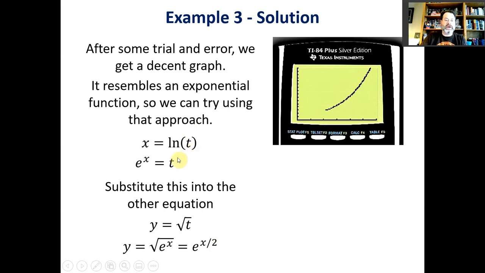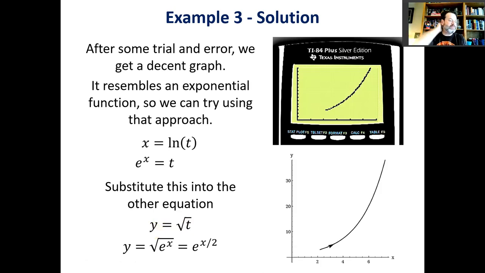Plus, that makes sense, right? As we can see from this, as t gets bigger, e to the x gets bigger. And here, as t gets bigger, y gets bigger. So it goes up and to the right, like that. So the arrow has to mark up and to the right.